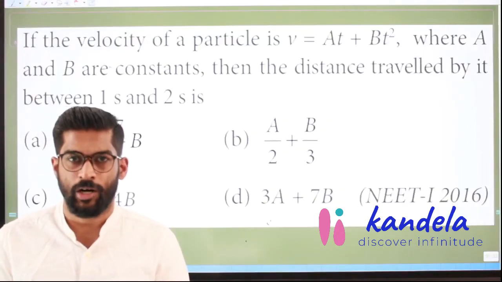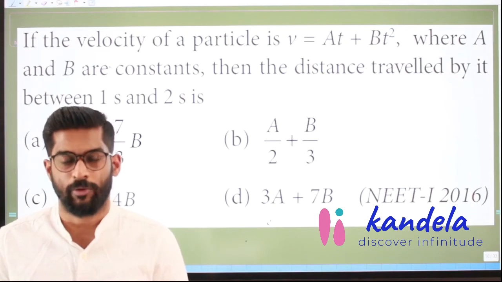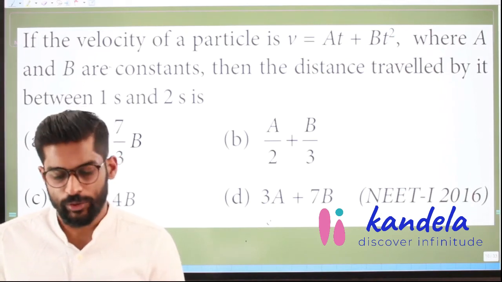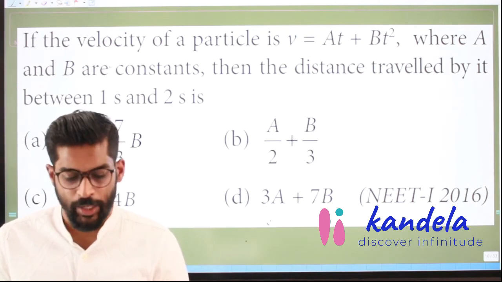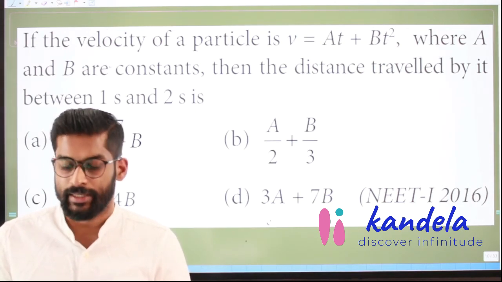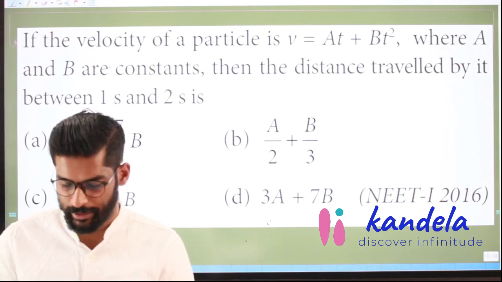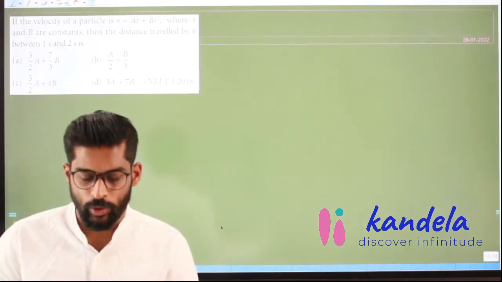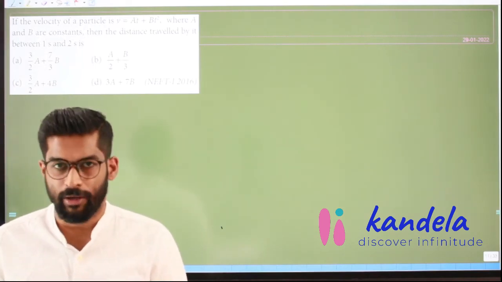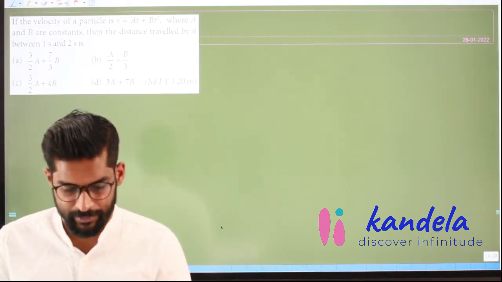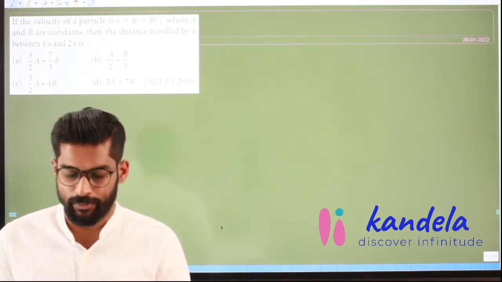Let us continue our discussion on problems from instantaneous velocity. This is our next question. If the velocity of a particle is v equal to at plus bt square, where a and b are constants, then the distance traveled by it between 1 second and 2 seconds is what? So let us start solving this problem. This is a comparatively easy problem as compared to the previous one. Here we already know the relation of velocity with respect to time.